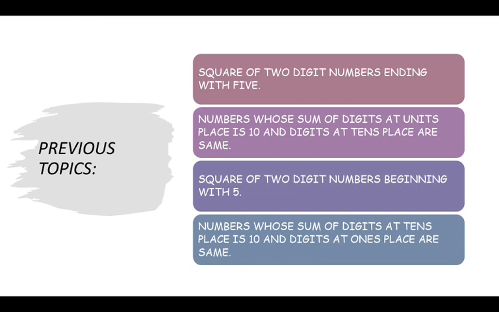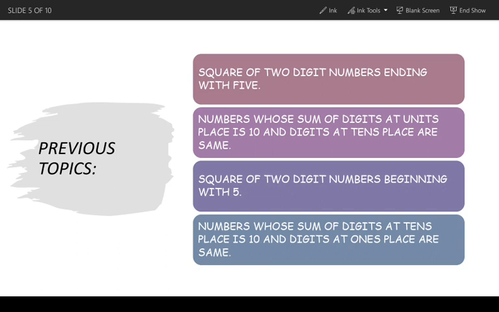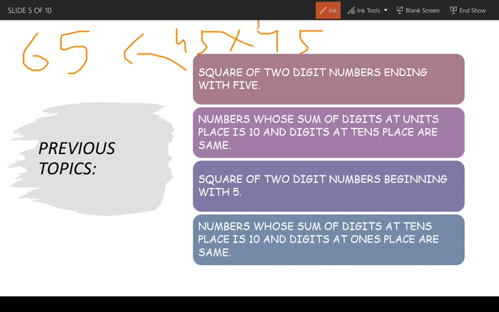Before diving into other tricks, let's go through some previous topics briefly, not in detail. The first rule we discussed is the square of two-digit numbers ending with 5, such as 65 into 65 and 45 into 45. These are some examples of this first rule.